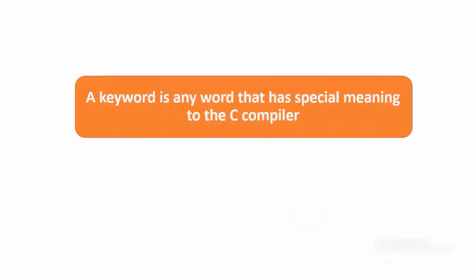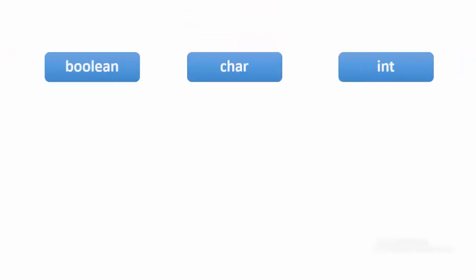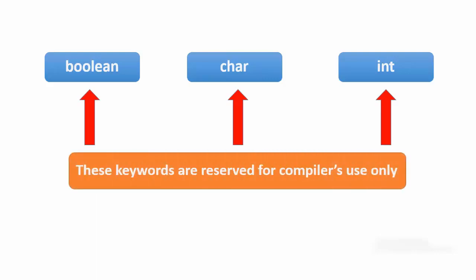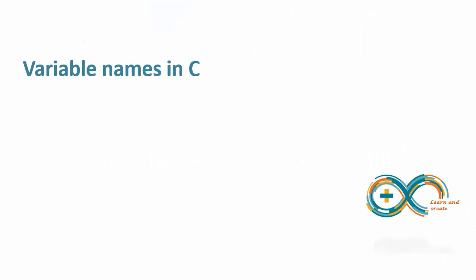A keyword is any word that has special meaning to the C compiler. For example, keywords like boolean, character, integer, etc. You cannot use these words for your own variable or function names because keywords are reserved for the compiler's use only. If you do, the compiler will flag it as an error. If the compiler did not flag such errors, then the compiler would be confused as to which of the keywords to use in any given situation. If you cannot use the keywords for variable or function names, then what can you use?